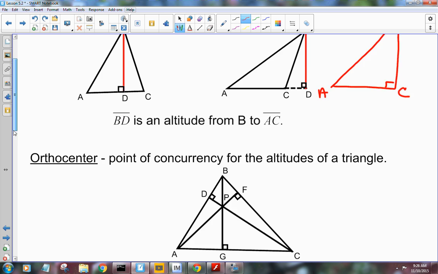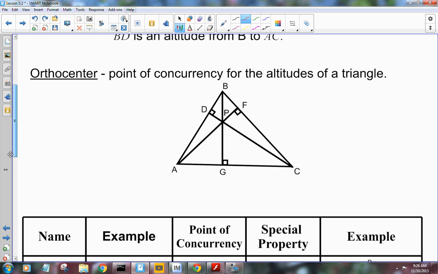Now, if I drop all 3 altitudes in a triangle, okay, here's one, goes from the vertex, perpendicular to the opposite side, from the vertex, perpendicular to the opposite side, and from the vertex, perpendicular to the opposite side. I've drawn all 3 of them. They intersect at a point called the orthocenter. It doesn't really have a special relationship that I know of, so I just want you to know that the altitudes of a triangle intersect at the orthocenter. Okay? So that's the main thing that you got to know about that.